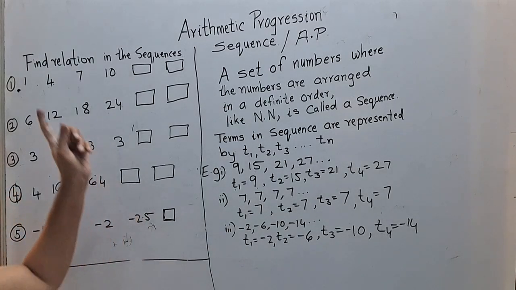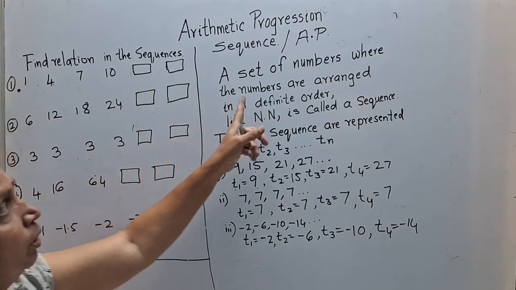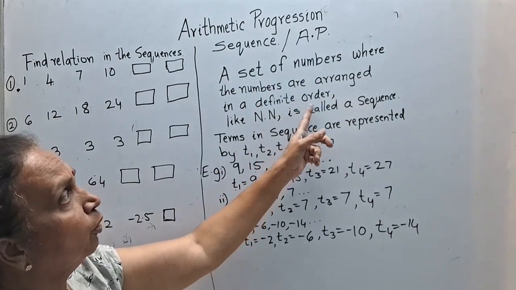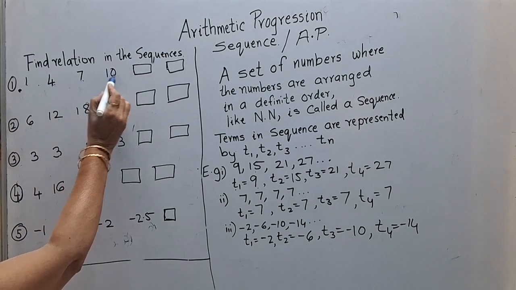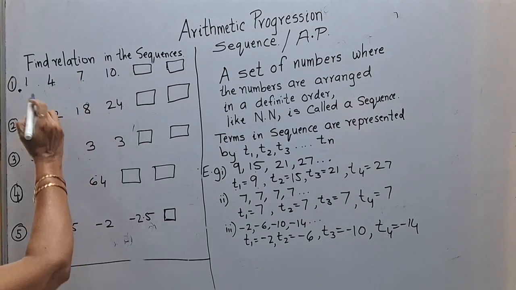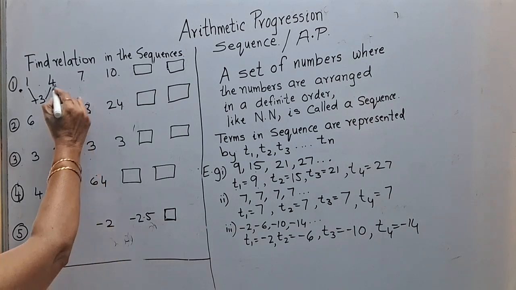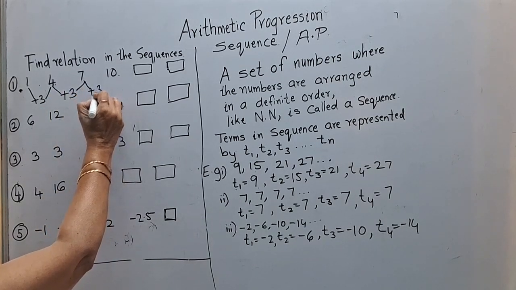So, now we will see the relation in the sequence. Just now we saw that the numbers are arranged in some definite order. So, let us see the relation in the sequence, or rather we will find out what is the relation. Okay. If you see 1, 4, 7, 10. So, 1 plus 3 is 4, 4 plus 3 is 7, 7 plus 3 I get 10.